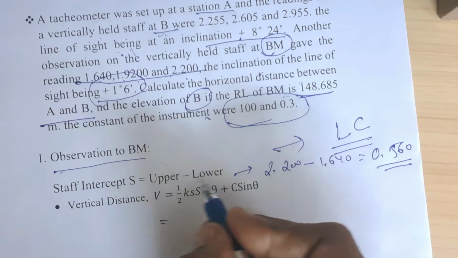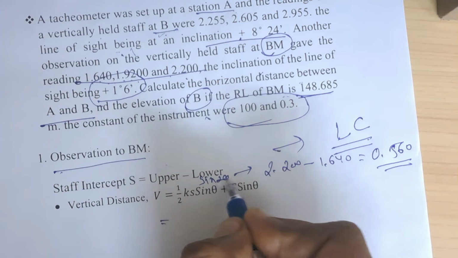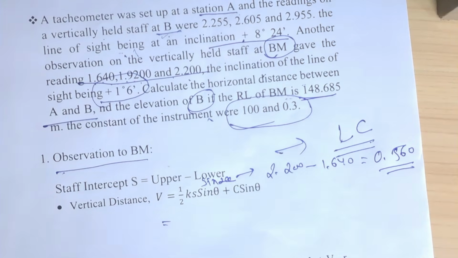Here there is a smaller correction. I already told you, you need to put sine 2 theta instead of sine theta. Okay, so that is the sine theta value.